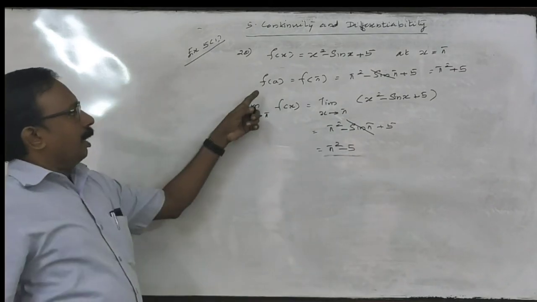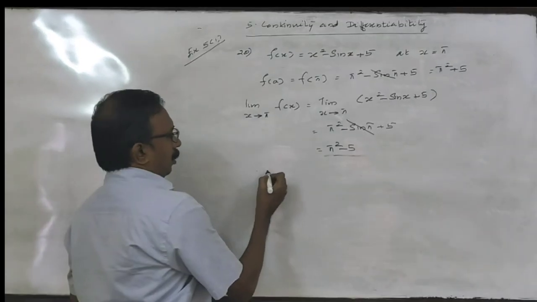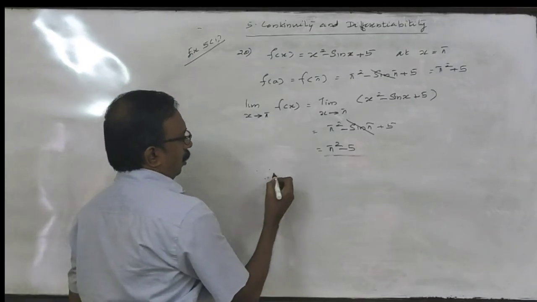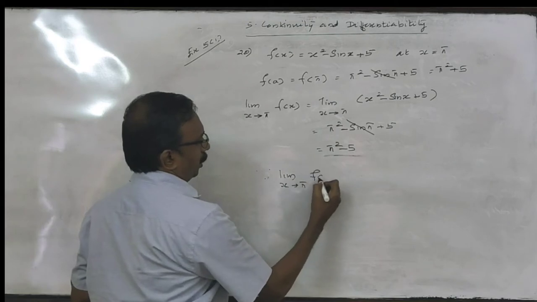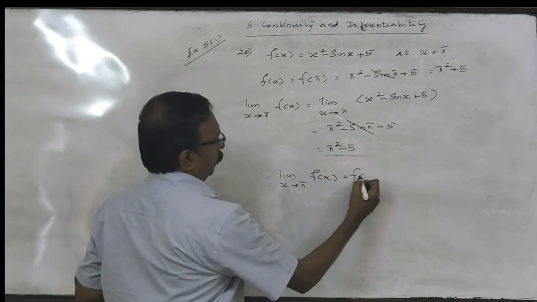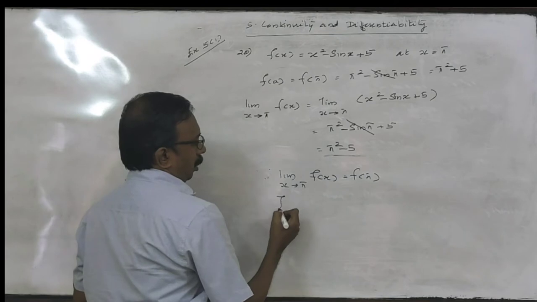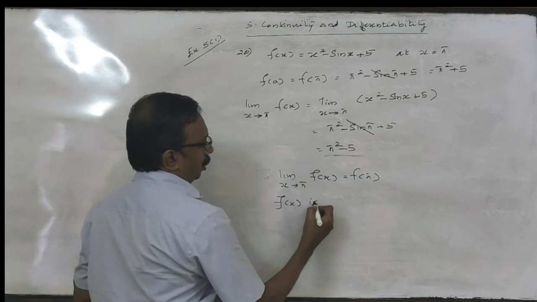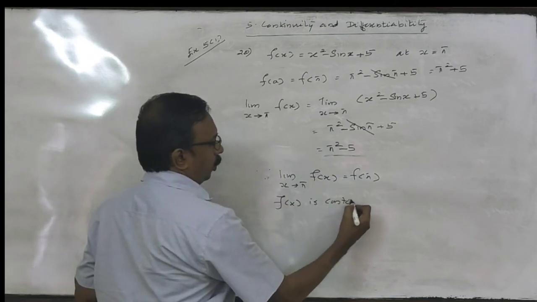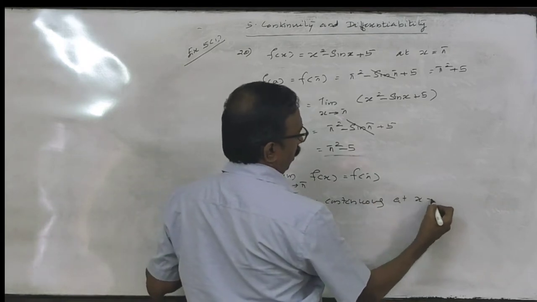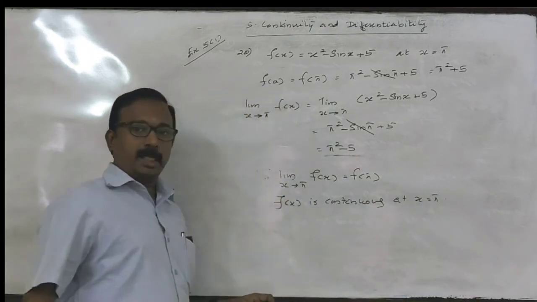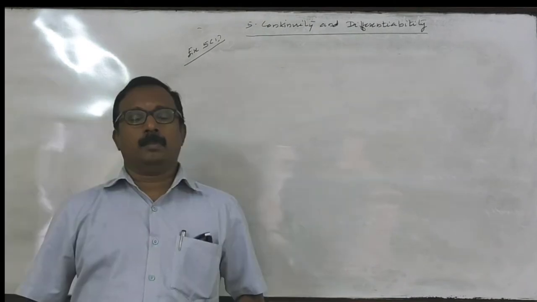Here, since limit of x tends to pi f of x is equal to f of pi, f of x is continuous. Continuous function at x is equal to pi, the function is continuous, isn't it?